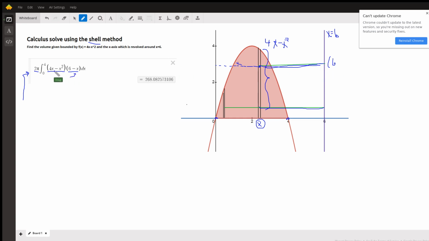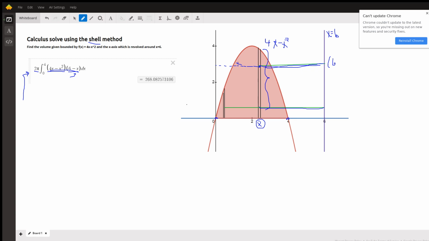Now you can multiply these two binomials together, find an antiderivative, evaluate from 0 to 4, multiply that result by 2 pi, and you've got your answer.